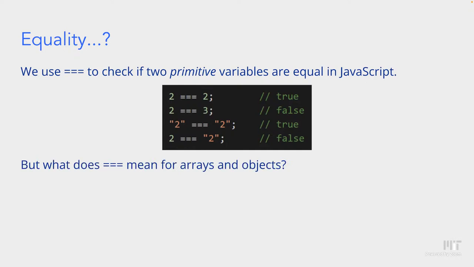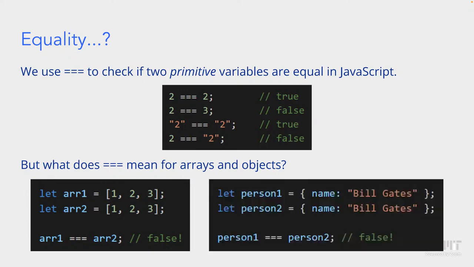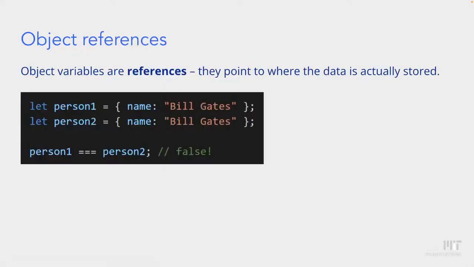Okay. But then for arrays and objects, even if array 1 has the exact same elements as array 2, when we run the triple equals operator or comparison operator, it gives us false. And then even for objects, if we have objects with the same name value pairs, we'll still get false if we run a triple equals operator. And the reason why that happens is because object variables are references. So they point to the location in memory where everything is actually stored.